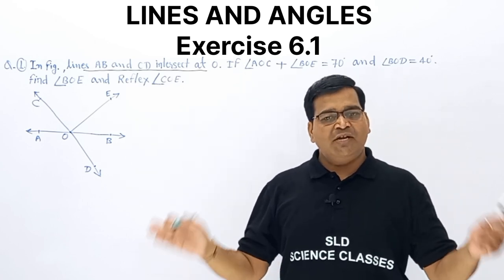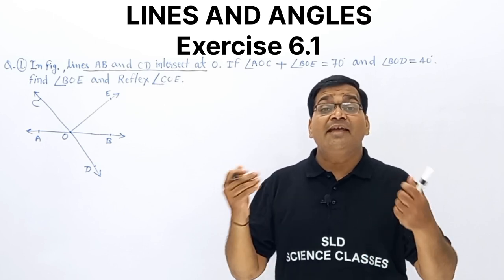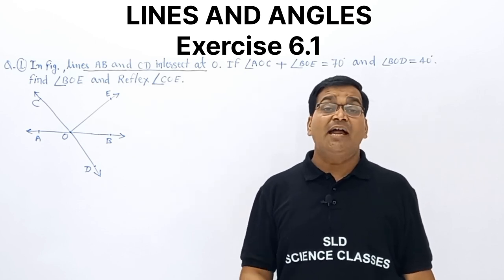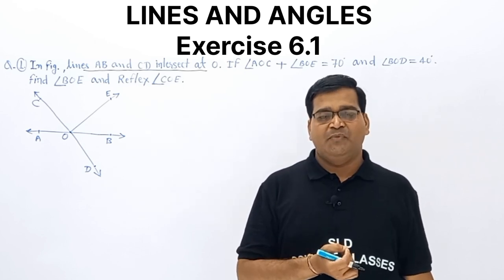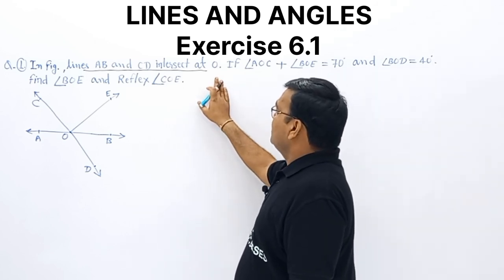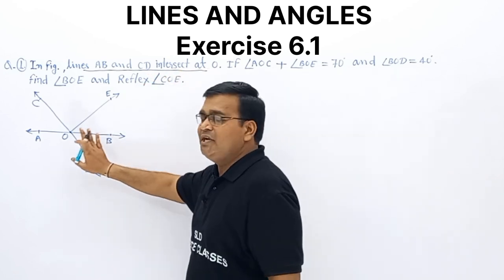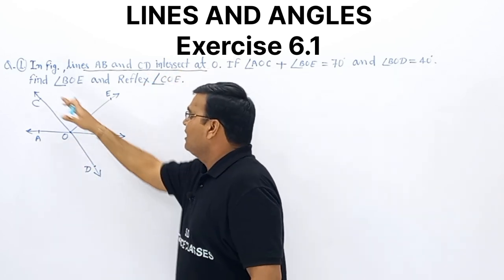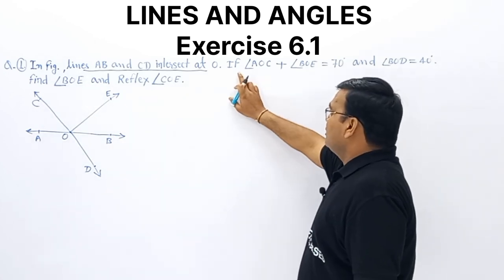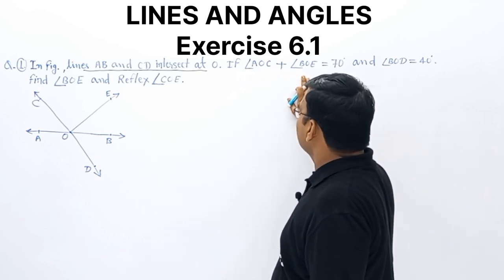Clear? We studied intersecting lines. It means intersecting lines have a common point. Once they intersect, we get a common point. Clear? So, lines AB and CD intersect at O, it is given in the question. It means AB and CD are two intersecting lines. Clear?